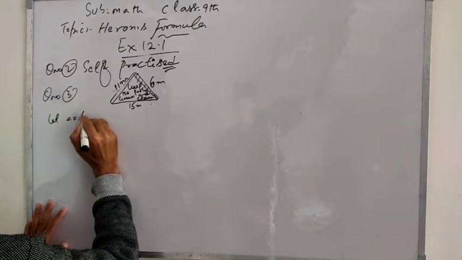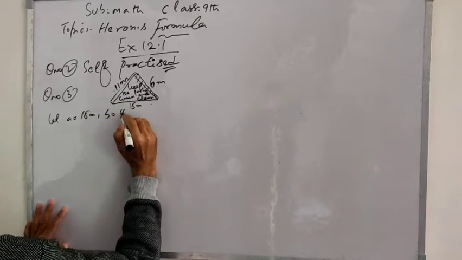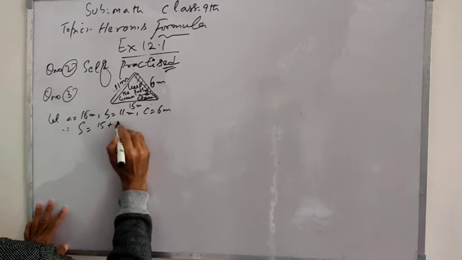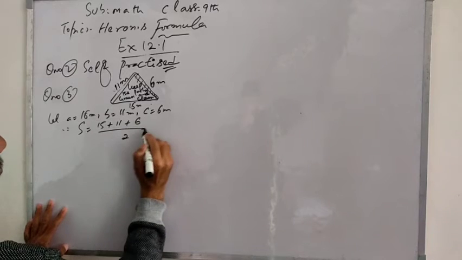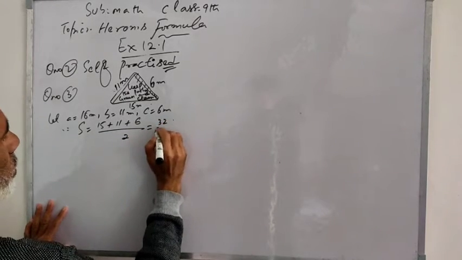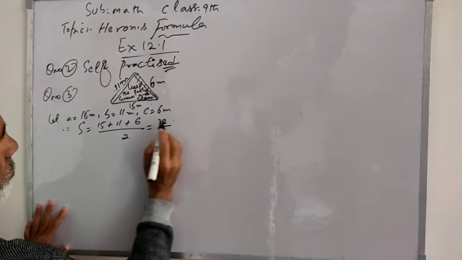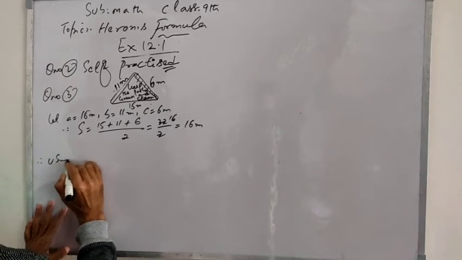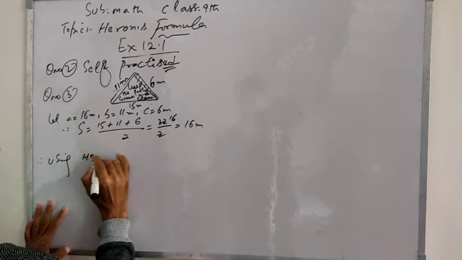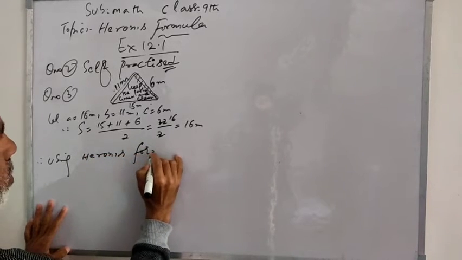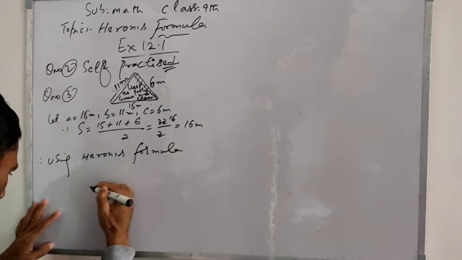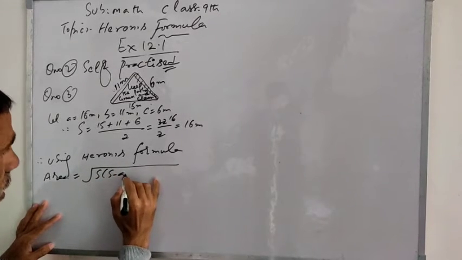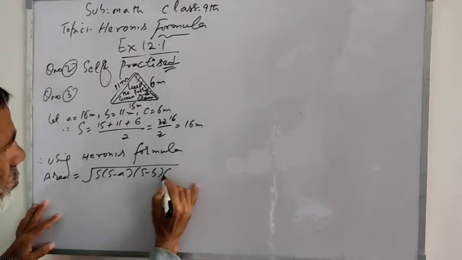Let A be equal to 15 meter, B equal to 11 meter, C equal to 6 meter. Therefore, half perimeter S will be 15 plus 11 plus 6 divided by 2, which is 32 divided by 2, equal to 16 meter. Therefore, using Heron's formula, area of the park will be root of S into S minus A into S minus B into S minus C.